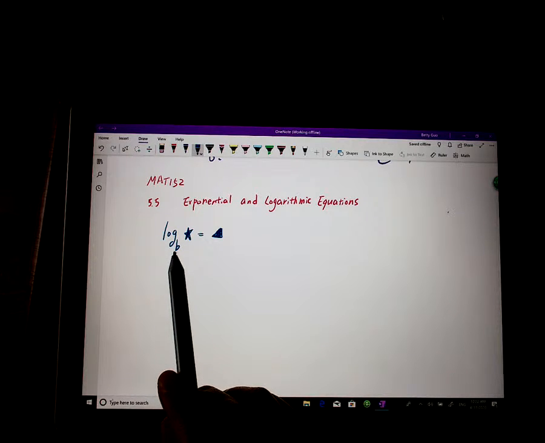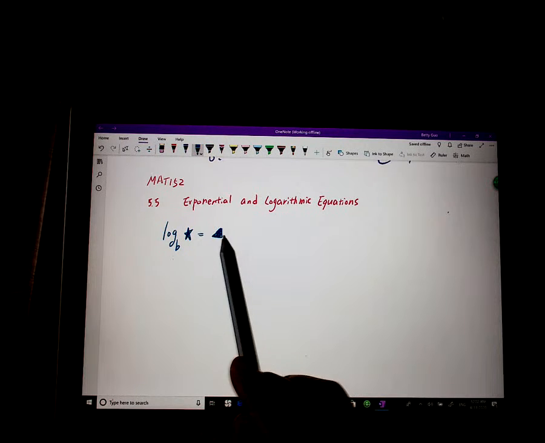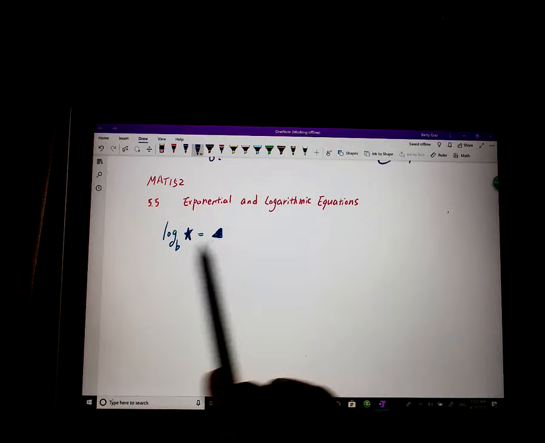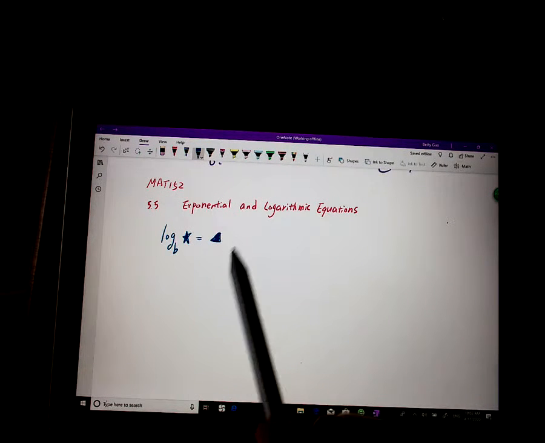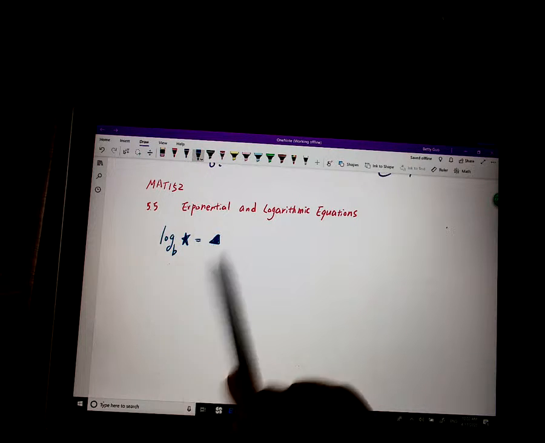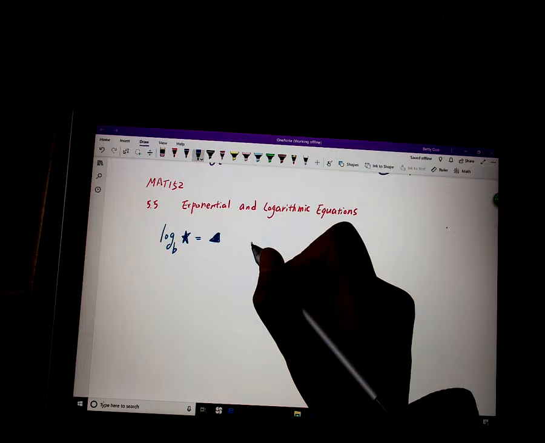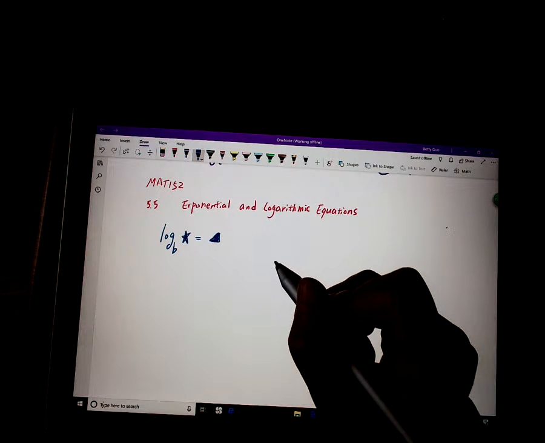B here, at the foot of log, is the base. The name for part B is the base. And the star here is called the anti-logarithm. And the triangle represents the whole logarithm. There are 3 parts in this equation. They are base, anti-logarithm, and logarithm. This equation is in the logarithmic form. And this equation could also be written in its equivalent exponential form.